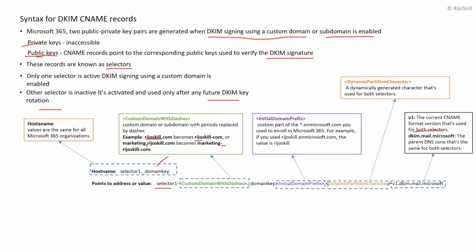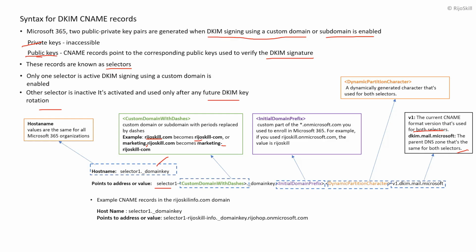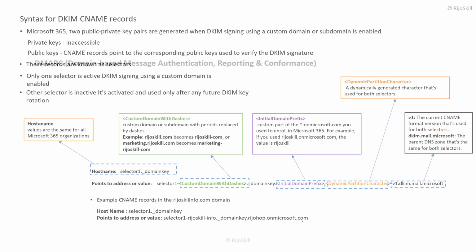DKIM.mail Microsoft, that parent DNS zone is the same for both the selectors. So here is the example for the CNAME record in the DKIM. You can see here the selector domain hostname will be selector1, rejoskill.info. If the dot in example .info is changed to a dash, then the domain key is rejohop.onmicrosoft.com. So now you understand the DKIM value.